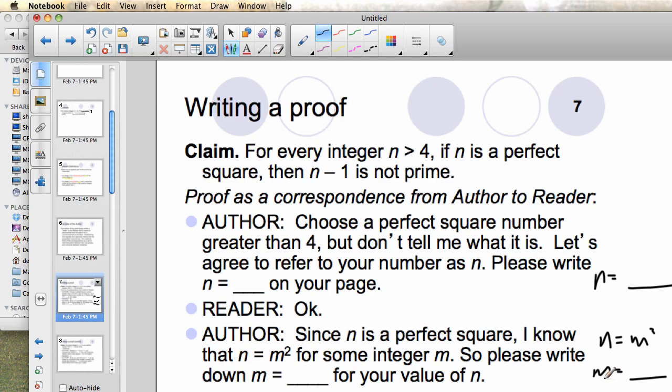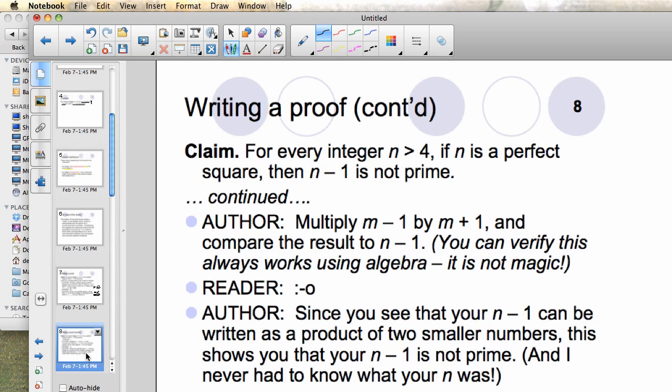I want you to write m equals, and put here the number that, if you square it, would give you this number. Okay, so you promised that n was a perfect square, so you must agree that there is an m like that. And again, I don't know what your number is, but I do know that much about it.